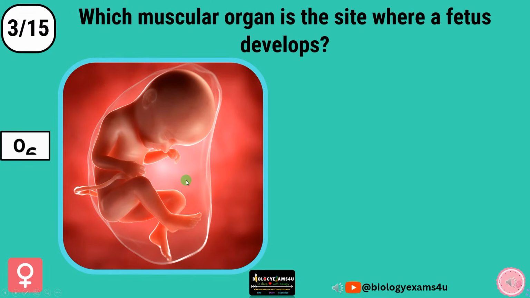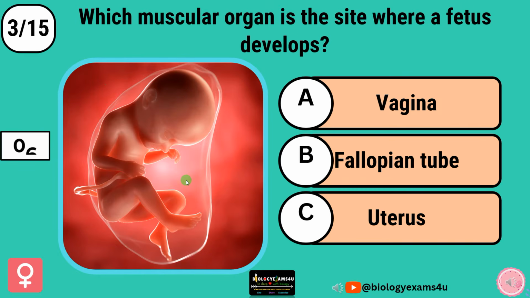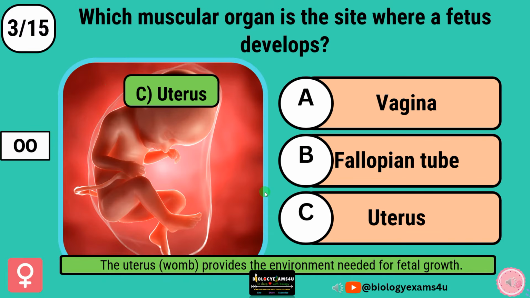Question number 3. Which muscular organ is the site where a fetus develops? Option A, vagina, B, fallopian tube, C, uterus. The answer is uterus. The uterus, or womb, provides the environment that is needed for fetal growth, providing all nourishment till the maturation of the fetus.